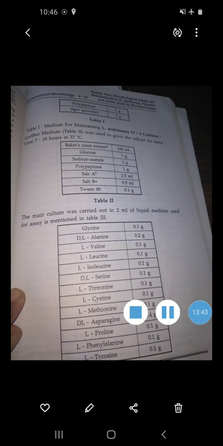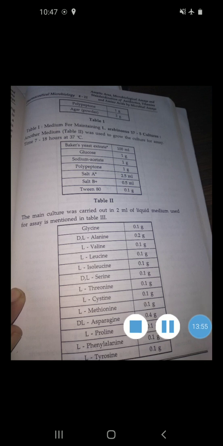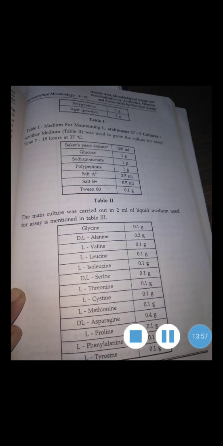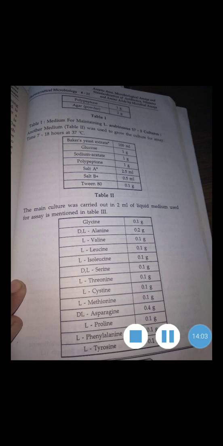gram, then L-cysteine 0.1 gram, same here L-methionine 0.1 gram, DL-asparagine 0.4 gram, L-proline 0.1 gram, L-phenylalanine 0.1 gram, and L-tyrosine, also 0.1 gram. Here we can see the quantities of the same, the tryptophan, lysine, arginine, histidine, all those.